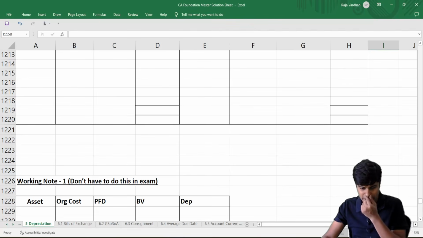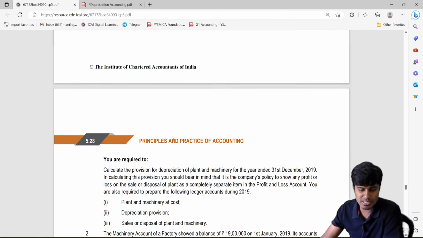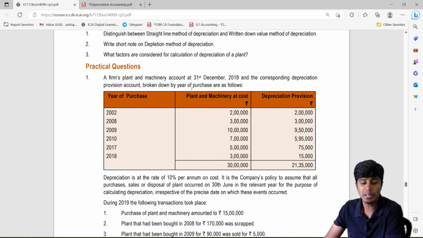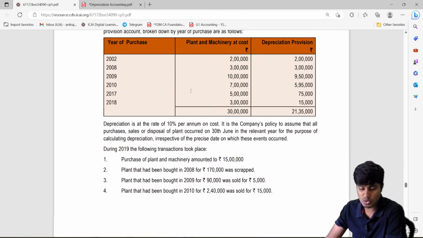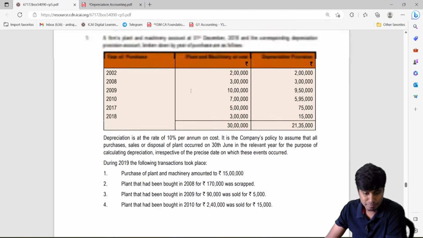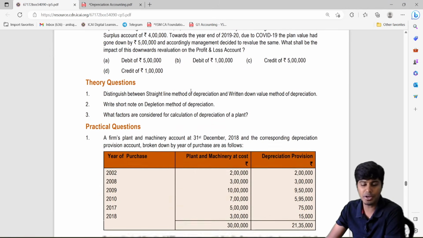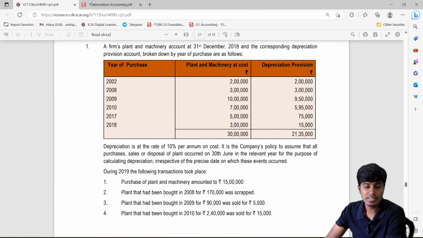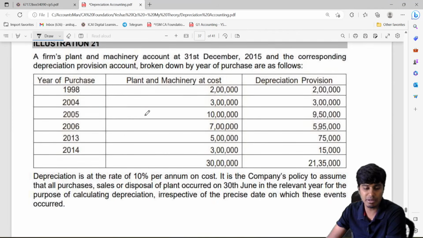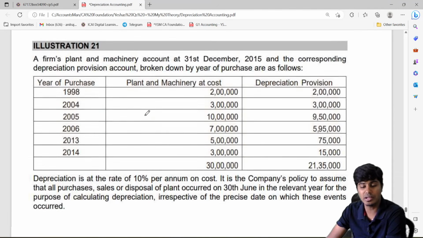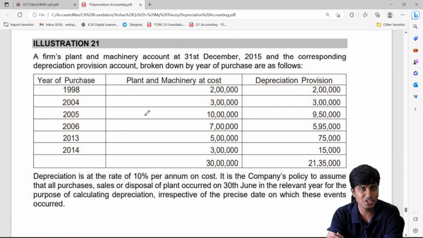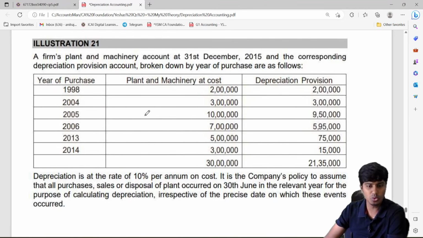As I was mentioning, let me just quickly show you the question. So this is the question from ICAI study material, practical question number 1. So this is from page number 5.27 and 5.28. The same question is there in our study material also, illustration number 21, and we are now going to solve this illustration. Let me take you through the question.